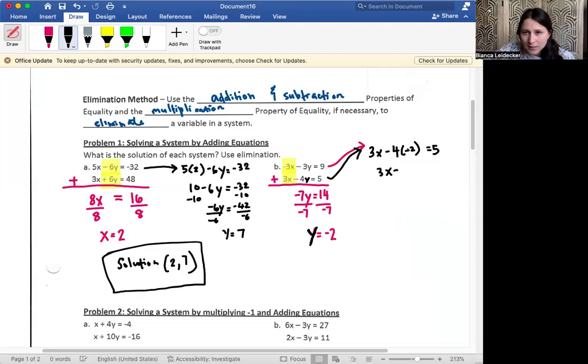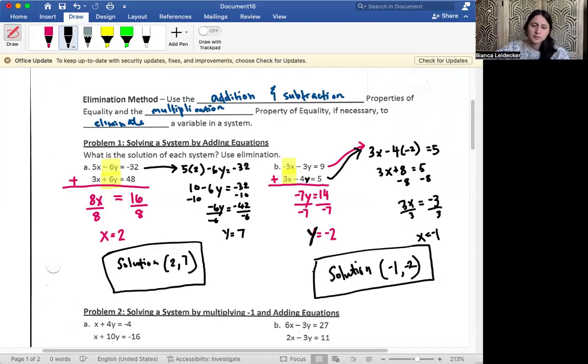3x minus negative 4 times negative 2 is actually positive 8. So it's going to be plus 8 equals 5, minus 8 on both sides. 5 minus 8 is negative 3. Divide by 3 on both sides. x equals negative 1. So my solution here is an ordered pair of negative 1, negative 2. Okay, so remember, you're bringing your solution together.